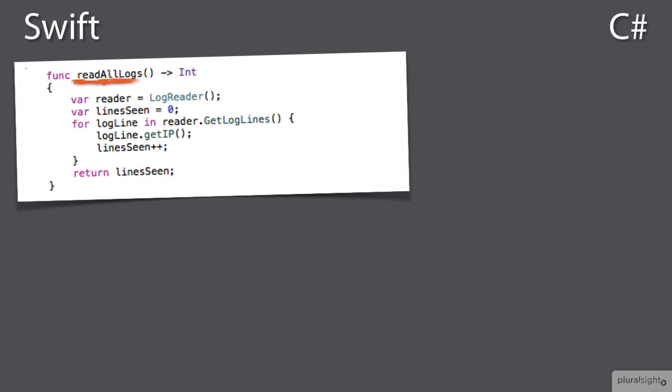So, first, let's look at how to traverse the log file in Swift. I create an instance of a log reader, which can provide me with all the log lines from the log file. I set a counter to 0, and then traverse all lines provided by the log reader. For each log line, I extract the IP address without using it, but then this action can be measured as well, and increase the counter, which is returned after the loop.